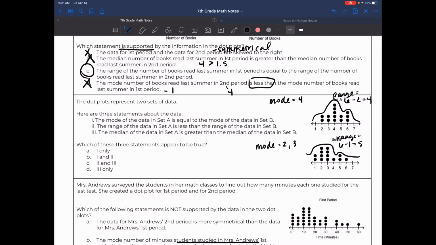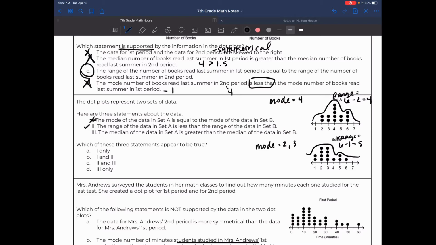Here are 3 statements about the data. Statement number 1, the mode of the data in set A is equal to the mode of the data in set B. Well, we already know that that's not true, so I know 1 can't be true because I already found the mode for each. The range of data set A is less than the range of data set B. Well, I know that that is true, so I'm going to check that off.